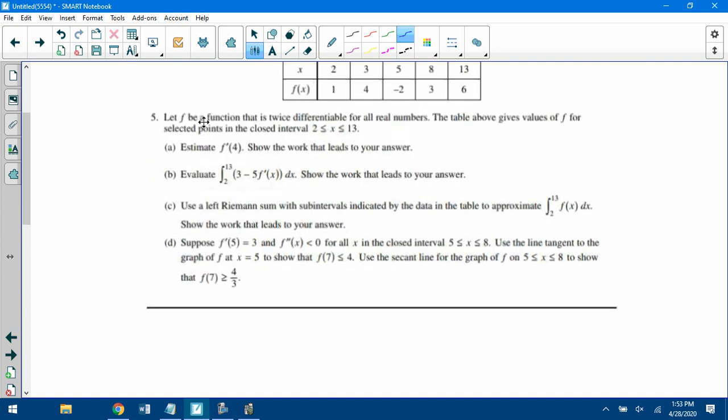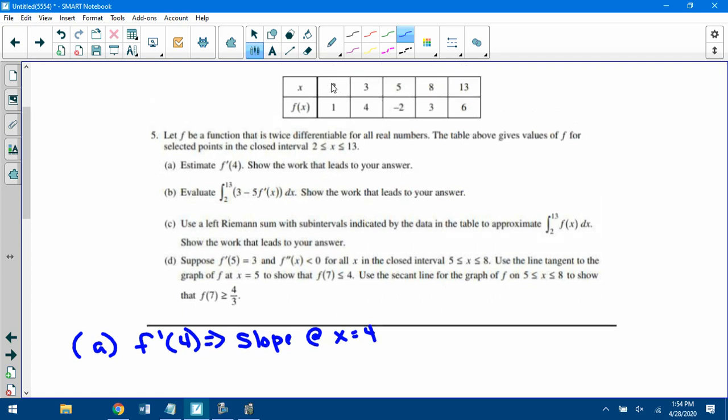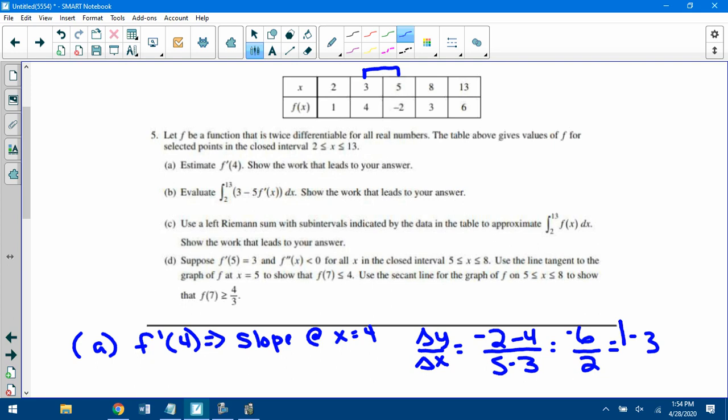Okay, so if I want to estimate f prime of 4, and I have f, how is f prime related to f? Well, f prime of 4 means the slope at x equals 4. And I know you've all seen ones like this before if you've been doing the homework. So the slope at 4, the best I can do is take the slope between 3 and 5. So I can do change in y over change in x, and I'm going to get -2 minus 4 over 5 minus 3, which is -6 over 2, which is -3. That's it. So if you have a table and they want a derivative, just take a slope around that point.